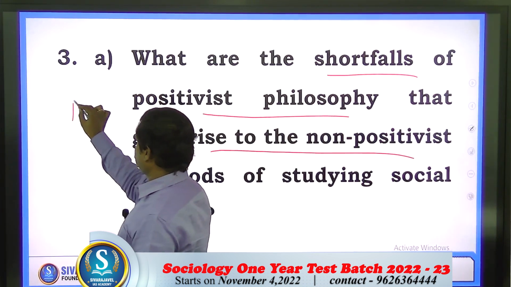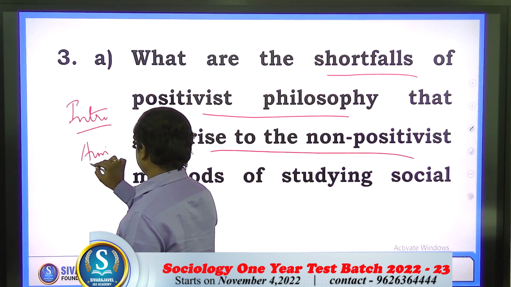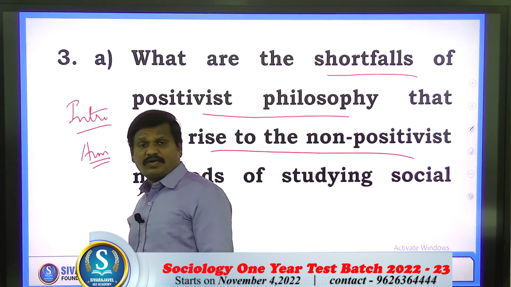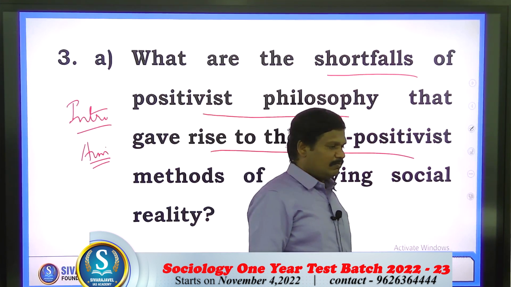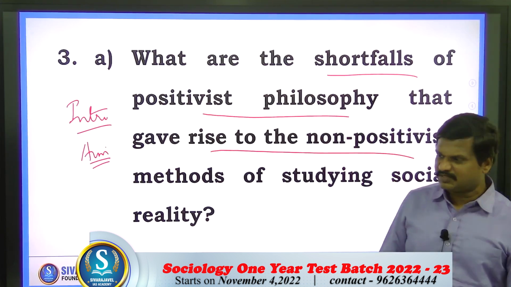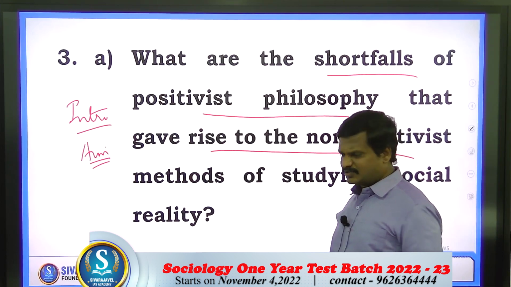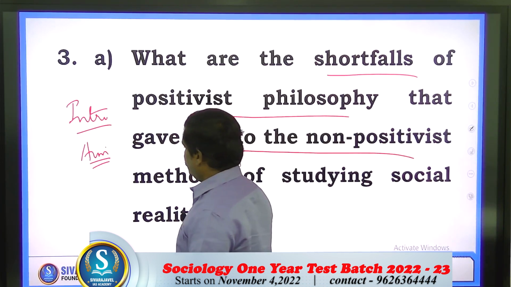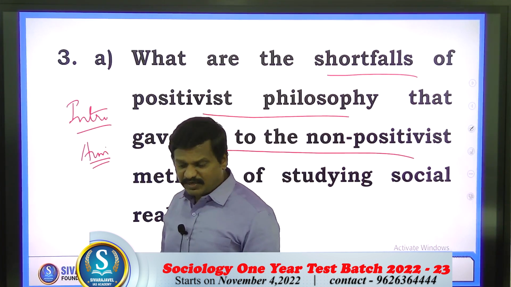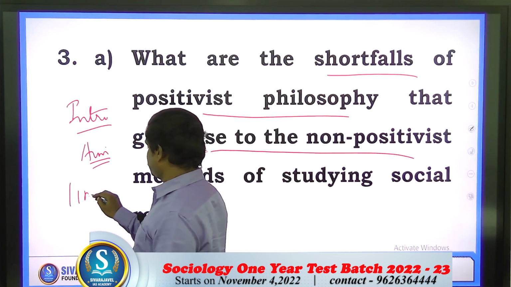In the introduction, we have to write about the aim of positivism: wanting sociology to be a scientific study of society. How? By adopting the principles and the methods of science. We can study society scientifically, according to Auguste Comte and Emile Durkheim. But contrary to their expectation, there were certain limitations in positivism. What are the limitations of positivism?